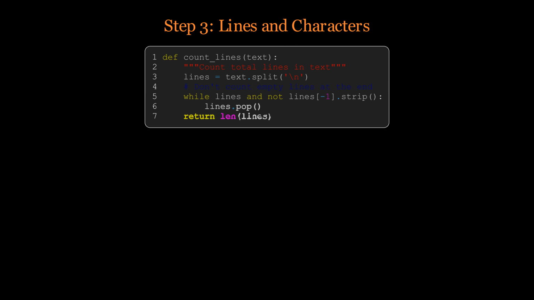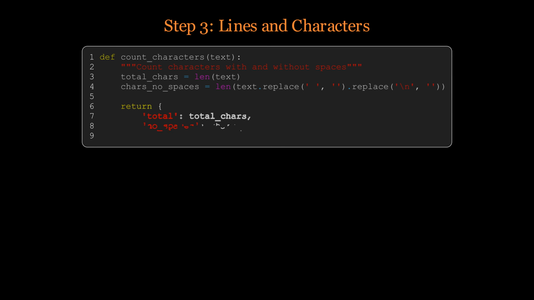Counting lines and characters is straightforward, but we'll provide both total character count and count without spaces for more useful statistics. Line counting splits text by new line characters. We remove trailing empty lines to avoid inflating the count. This gives accurate line numbers matching what users see in text editors.